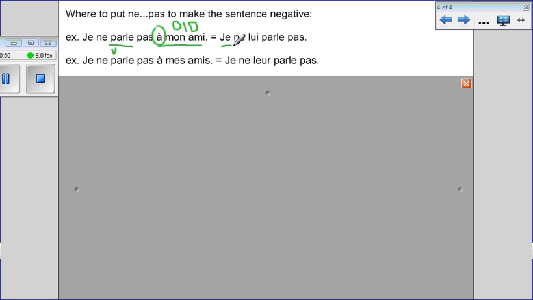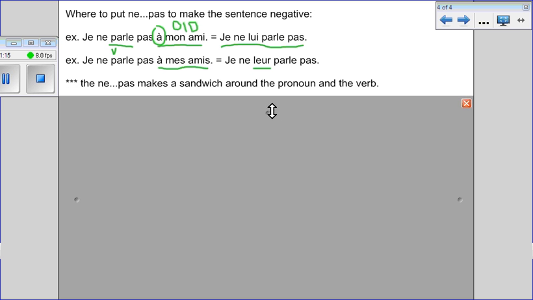So it becomes je ne lui parle pas. Right? See that this is what we've replaced the objet indirect with. And it's before parle. Then we have je ne parle pas à mes amis. This is a plural objet indirect, which gets replaced with leur, and leur goes before the verb.